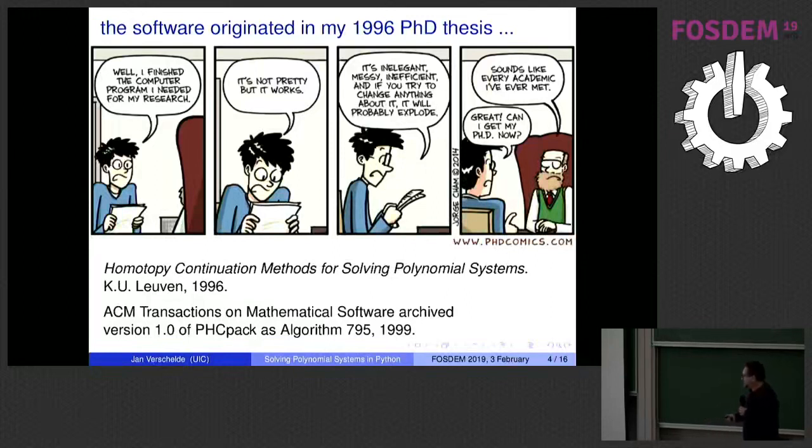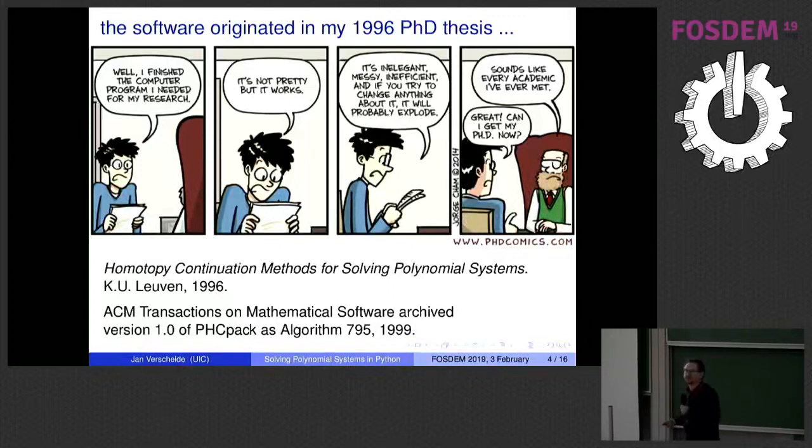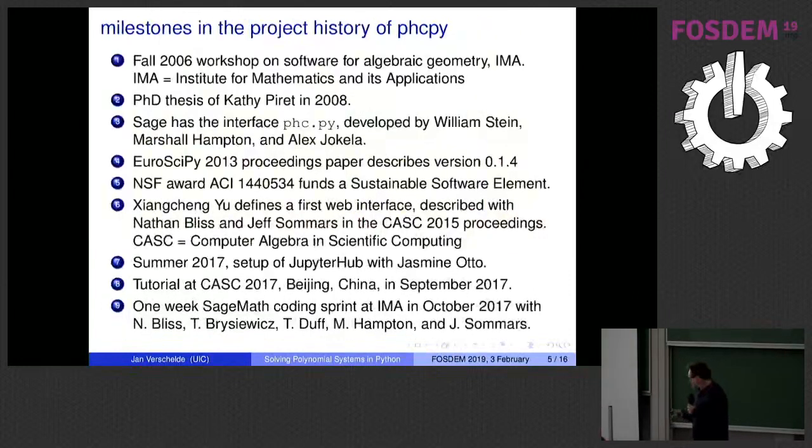There is a very good publication tool, ACM Transactions on Mathematical Software, which is a good journal, but it archives software. It doesn't play much role in supporting the development process. Here are some milestones. The project is 10 years old.